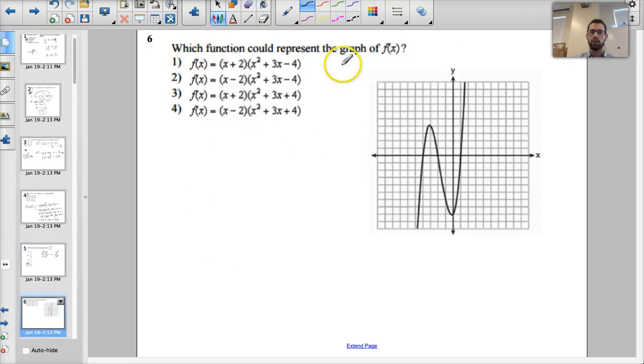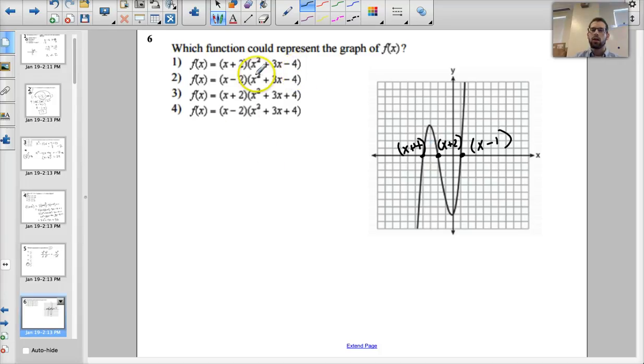All right, which function could be this graph? So I'm going to do it by the roots. I know I've got one root here, so this is going to be an x minus 1 because my root is at positive 1. Here I've got a root at negative 2, so this is going to be an x plus 2. And here I have a root at negative 4, so this is going to be an x plus 4.